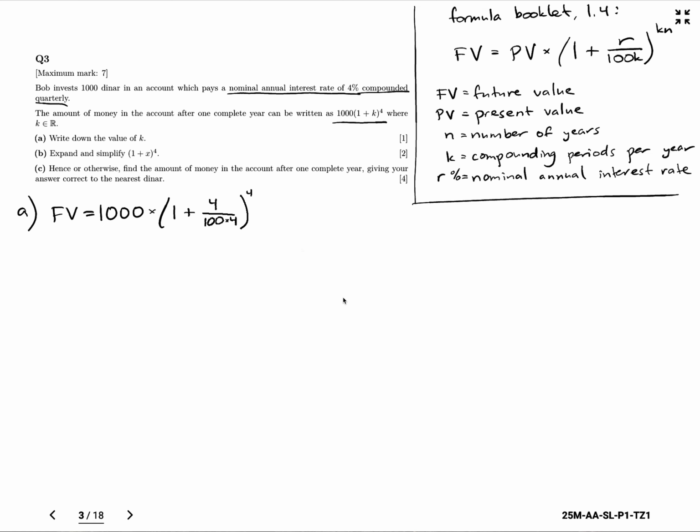So it's to the power of K, and then N is how many years, and we're talking about 1 year. So it's just 4 times 1. So it's all of this to the power of 4. And it's already looking very similar to the formula we want. All we have to do is to say it's 4 divided by 400, which is 0.01, to the power of 4. So therefore K is equal to 0.01.